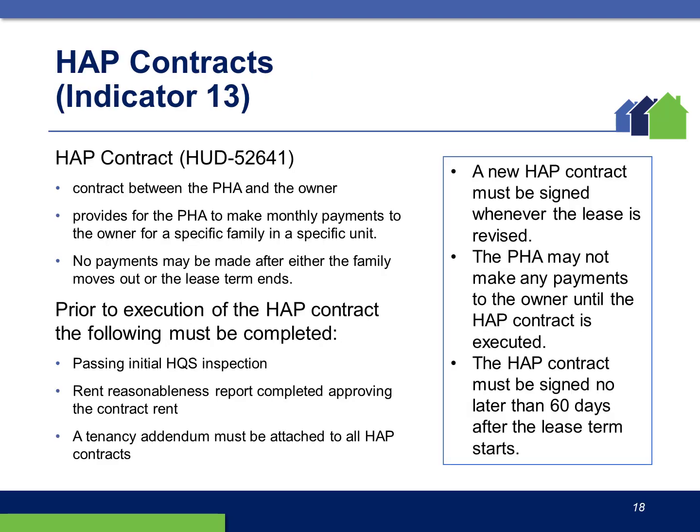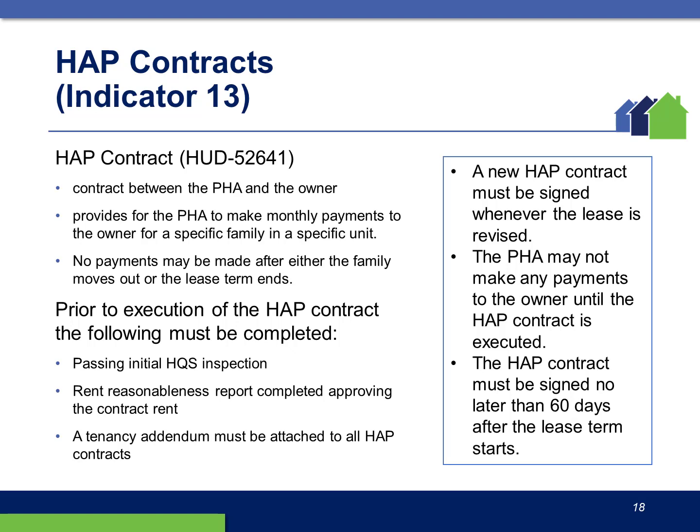Indicator 13 is regarding the lease-up process. One aspect of the lease-up process that is essential to execute correctly is the HAP contract between the PHA and the owner. The HAP contract, which authorizes HAP payments to the owner, must not be completed before the unit passes its initial HQS inspection or before a rent reasonableness report has been completed approving the contract rent. A tenancy addendum must be attached to all HAP contracts, and under no circumstances can any payments be made to the owner before the HAP contract is completed.